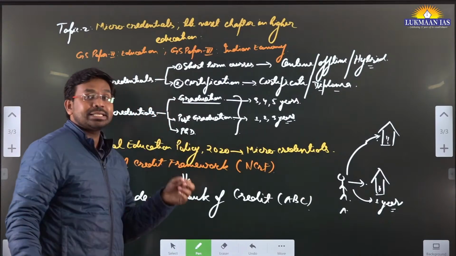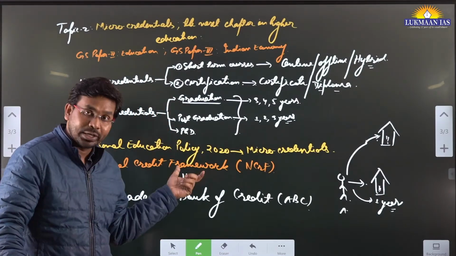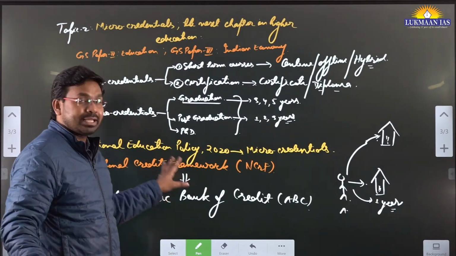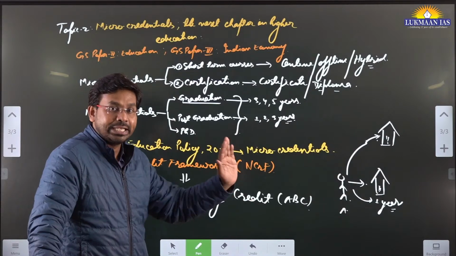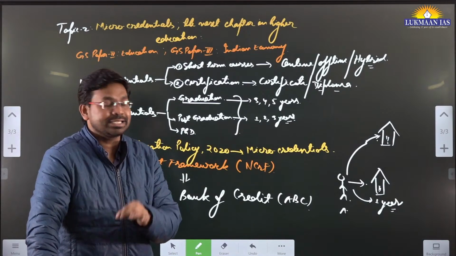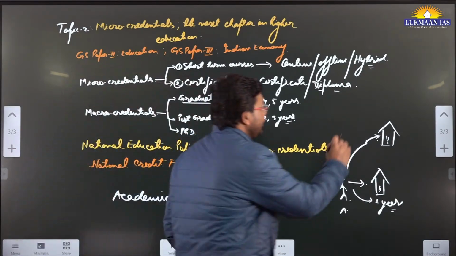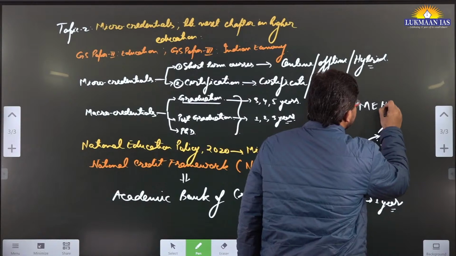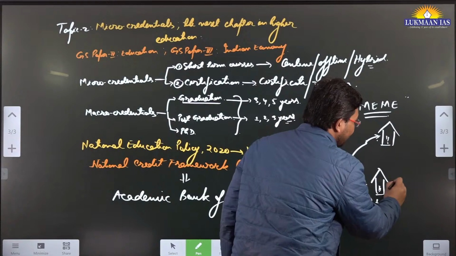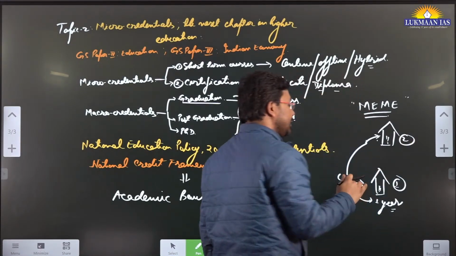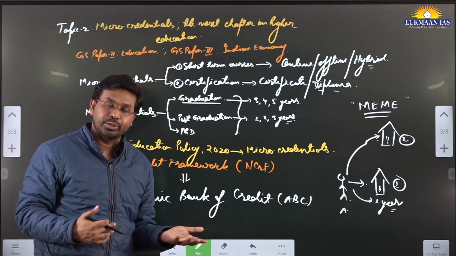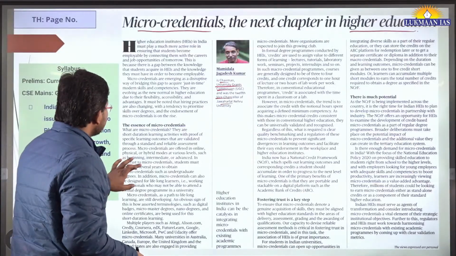So micro credentials are being recognized under the National Education Policy. They have created the National Credit Framework and the Academic Bank of Credit, so that years of students are not wasted. It has allowed a multiple entry, multiple exit system, the ME system. You can take entry in one institution, drop out of it, join another institution, take a break, and then rejoin one of these institutions, or join some other institution of your choice.